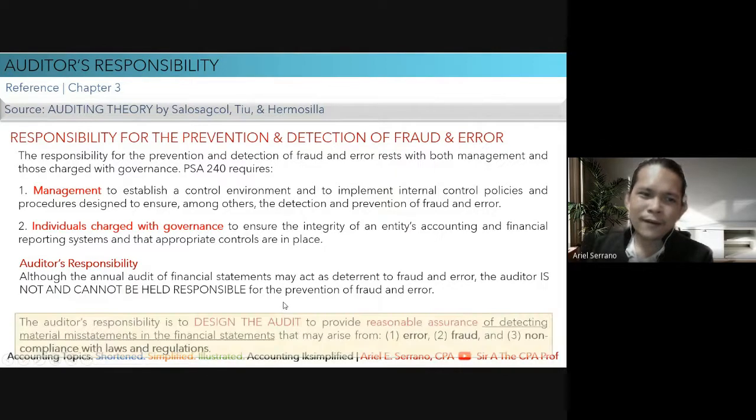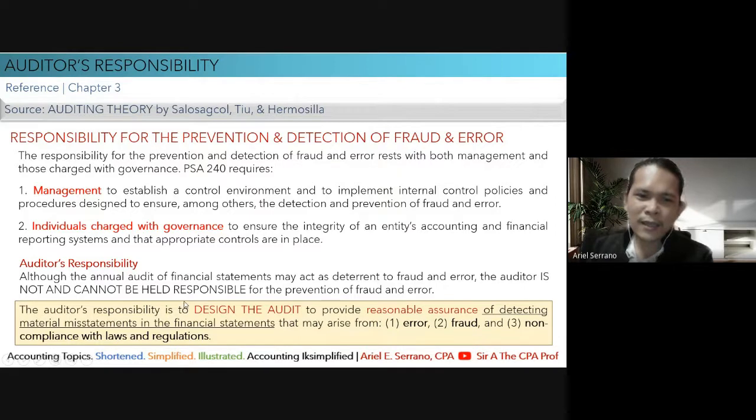Sir, paano yung detection? Okay? Remember that the auditor's responsibility, and this I captured from the previous slide, is to design the audit para makapag-provide ng reasonable assurance of detecting material misstatements in the financial statements. So this is where the responsibility of the auditor comes in, to design the audit to provide reasonable assurance of detecting material misstatements that may arise from error and frauds, and even your non-compliance with laws and regulations. But the auditor cannot be held responsible for the prevention. Pagdating sa detection, okay, limited sa pagpo-provide ng sufficient na audit programs to design the audit in such a way na magkaroon tayo ng reasonable assurance. But again, hindi po ito absolute assurance because of inherent limitations.